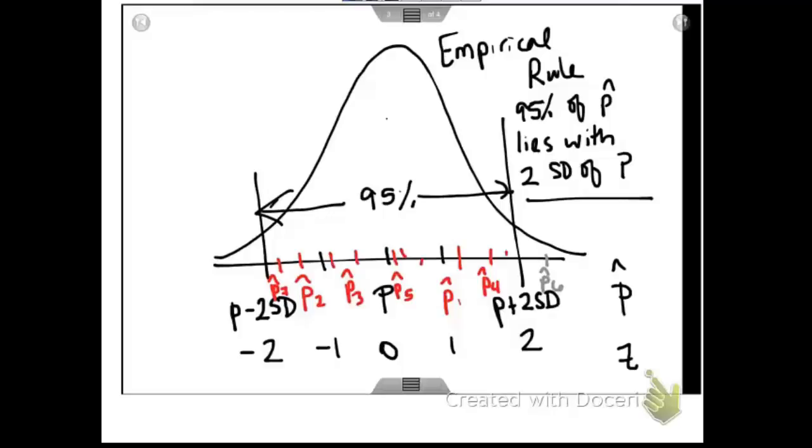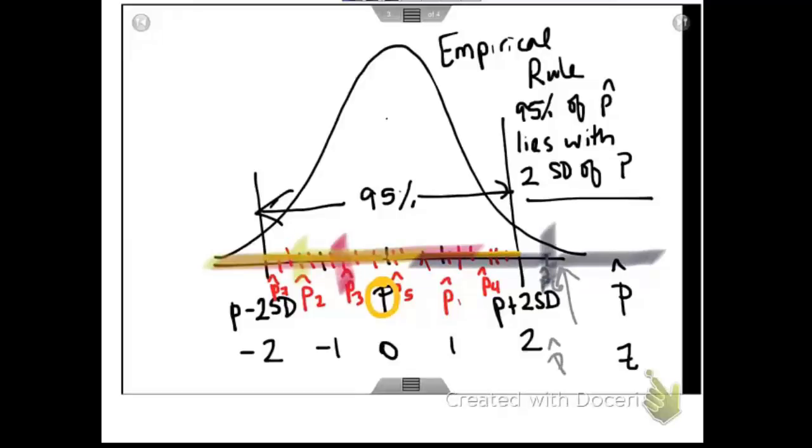In other words, if I randomly select one of my P hats, let's say P hat 3, I'm going to make a red line that's two standard deviations away from P hat 3. I'll go in both directions, and notice that within that red line, the population proportion is actually there, so it lies within two standard deviations. If I take P hat 2 and go within two standard deviations, the population proportion still lies there. But if I take P hat 6 and go two standard deviations away, I will not get the population proportion there. So P hat 6 does not contain P, the population proportion.